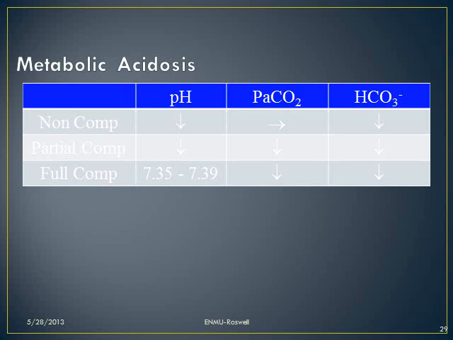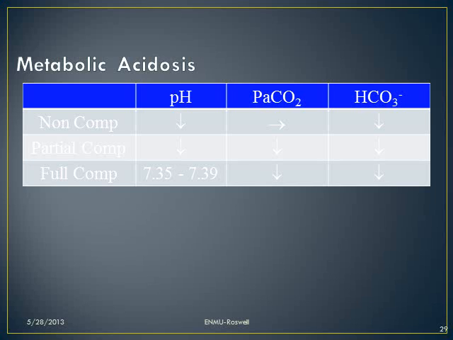Metabolic acidosis. Now we're talking about metabolic. So who's the daddy on metabolic? Bicarb. Bicarb is the daddy. So we're acidotic, so our pH is going to be low. Our CO2 level is going to be probably normal or unchanged. But our bicarb level, because we're acidotic, is going to be low.